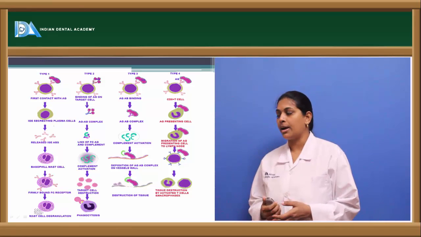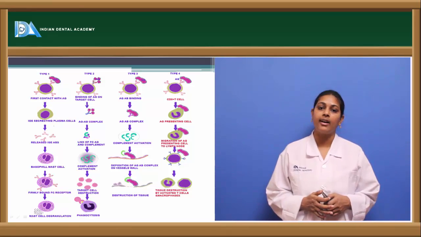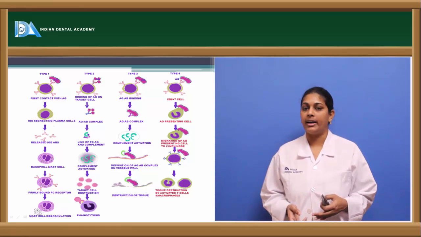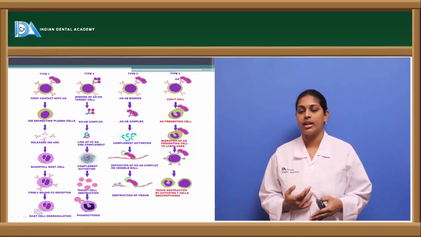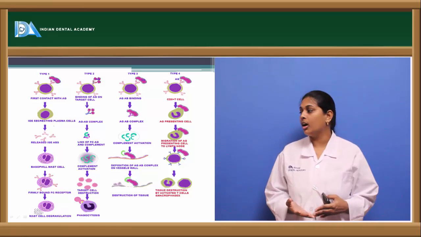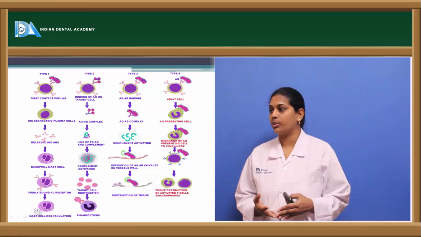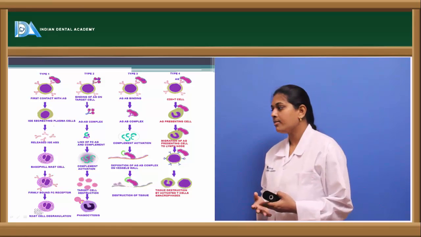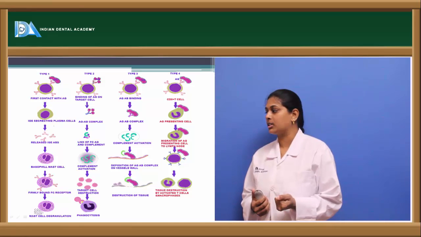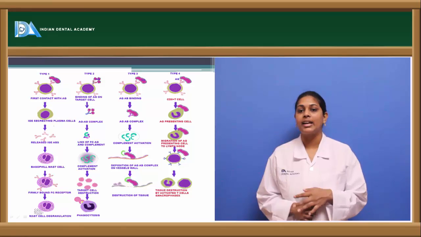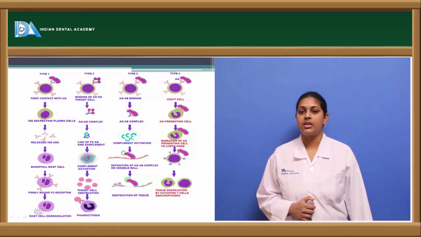Coming to the type 3 hypersensitivity reaction, similarly to type 2, there is also antigen antibody binding, resulting in the formation of antigen antibody complexes. Further, there will be activation of the complement system. Then, once the complement is activated, there is deposition of these antigen antibody complexes. They are not being lysed in cases of type 3 hypersensitivity reaction.